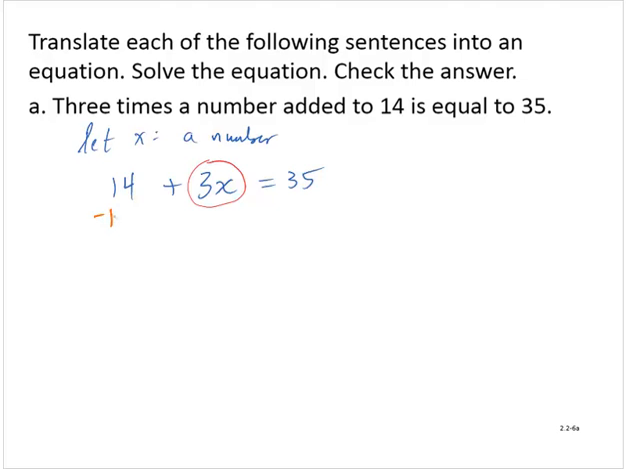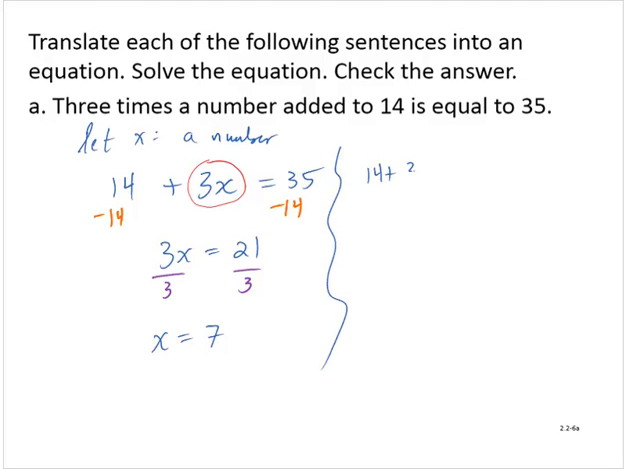I will subtract 14 from both sides, yielding 3x is equal to 21. And now to isolate the variable, I will divide both sides by 3, and x is equal to 7. Let's run a quick check. Is 14 plus 3 times 7 equal to 35?